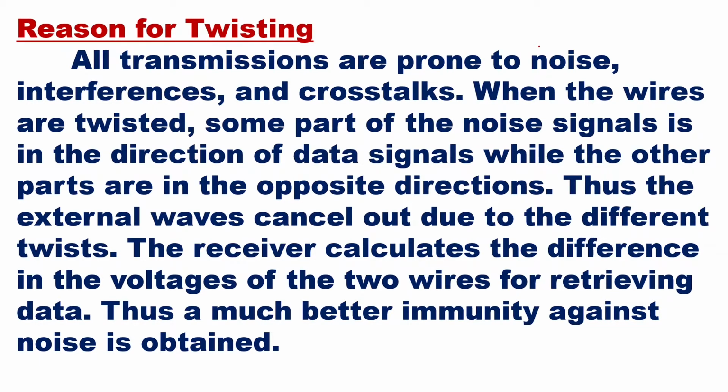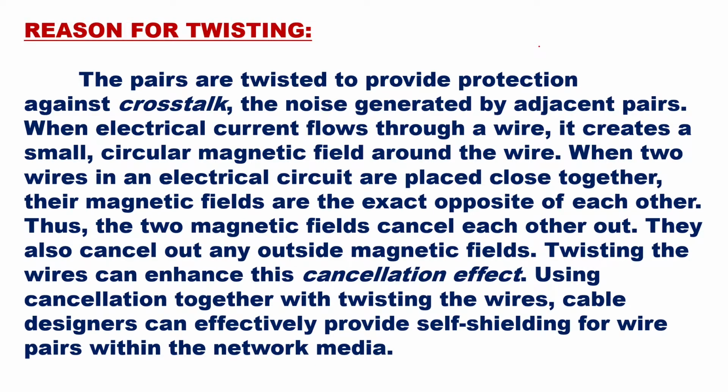Thus, the external waves cancel out due to the different twists. The receiver calculates the difference in voltages of the two wires for retrieving data. Thus, a much better immunity against noise is obtained. This is one theory for the twisting. We can put this theory in another way also.